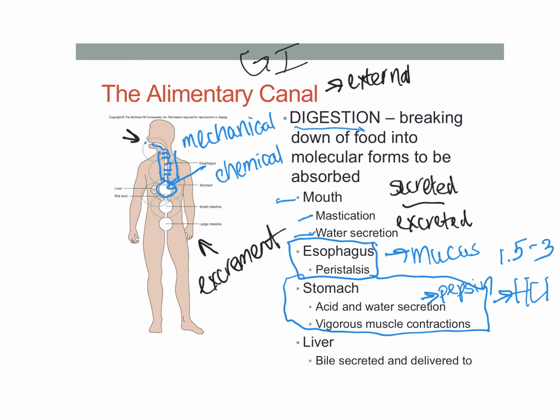There's also a lot of water secretion into the stomach to aid in making it a very soluble type of chyme. The more bulky and watery it is, the easier it's going to be for the small intestines to absorb the needed nutrients from there.